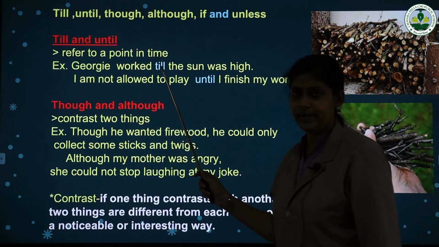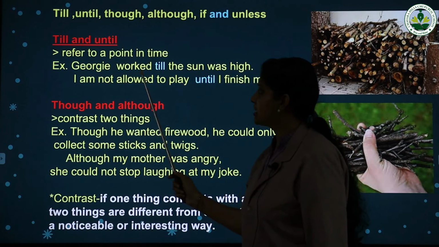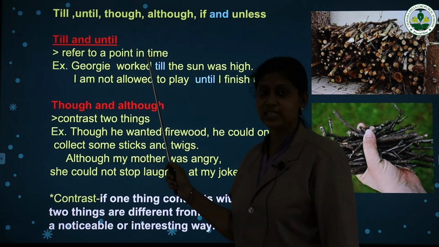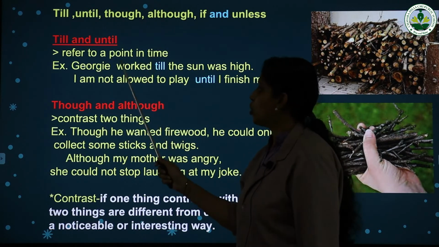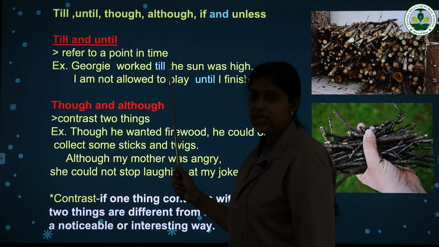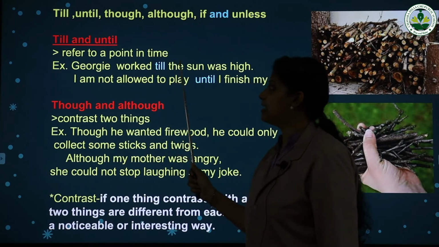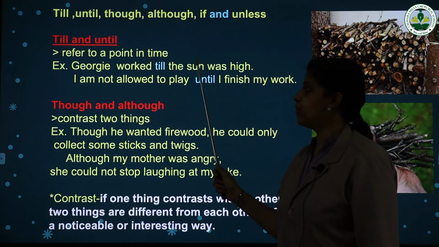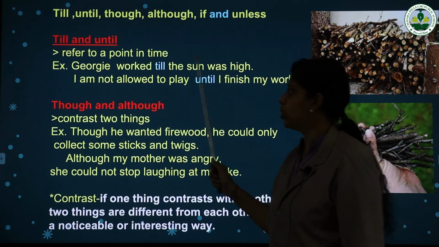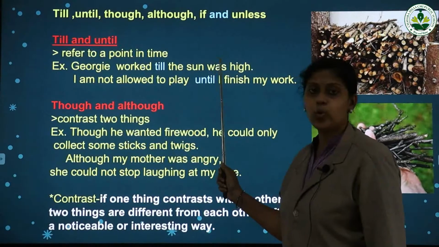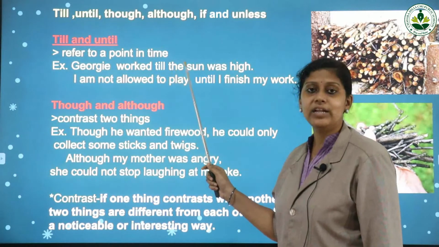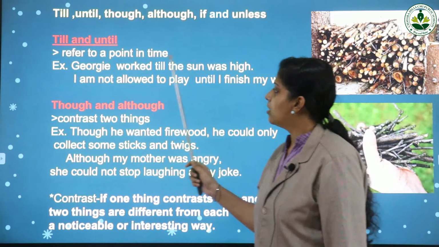Let us check some examples. First one, Georgie worked till the sun was high. Who is Georgie? Georgie is the main character in the poem Georgie's Treat. So Georgie worked till the sun was high. Here you can see the conjunction till. From this we get an idea about a period of time. Sun was high means afternoon. By using the conjunction till, we get an idea about a period of time.